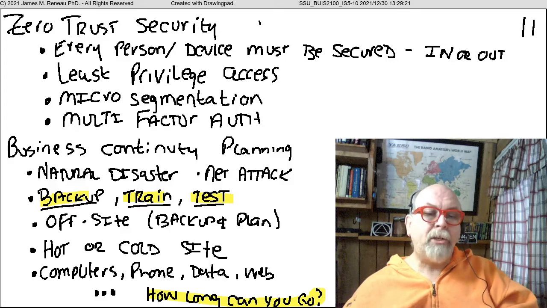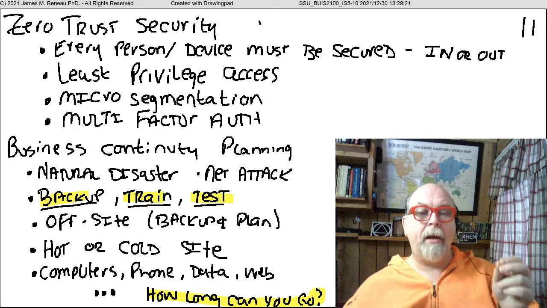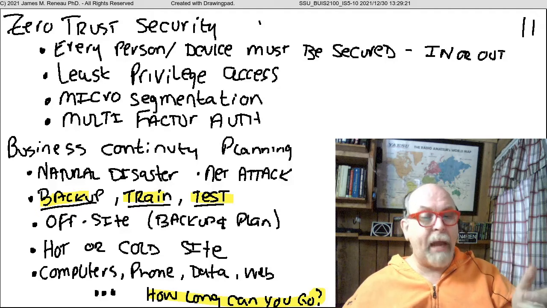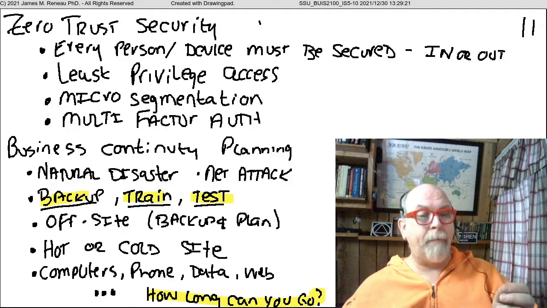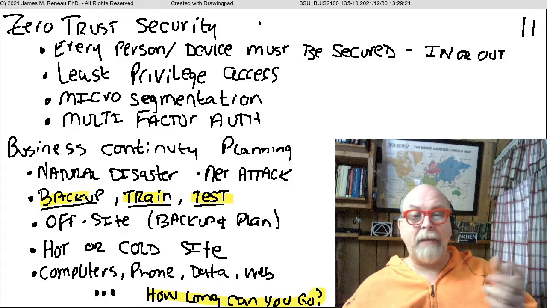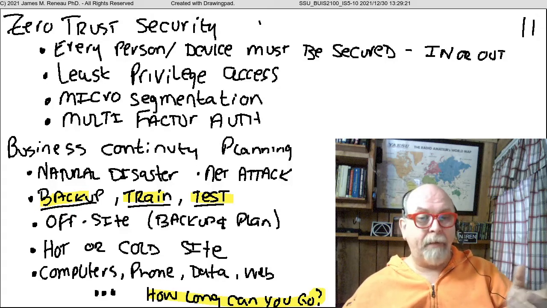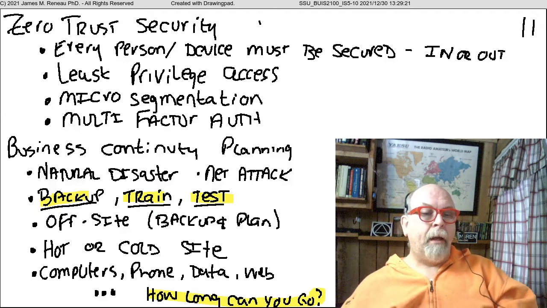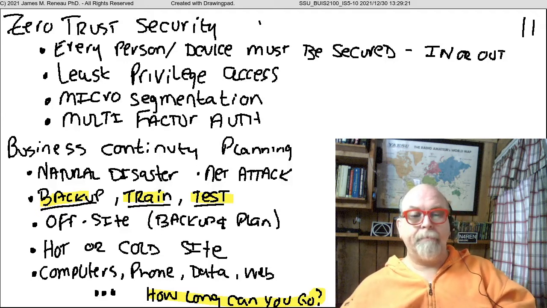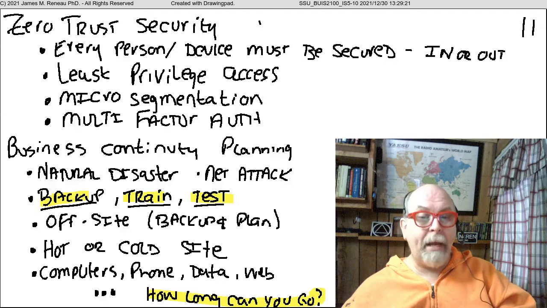So be sure to have a plan of what's going to happen if something happens, because something will eventually happen. Natural disasters, things happen. Backup. Be sure to have regular backups. If it's going to hurt to recreate the data, back it up. If you've spent more than a few minutes on it, back it up. Save it somewhere. Save it off site. Get it out of there.